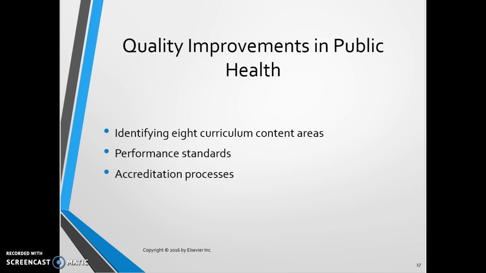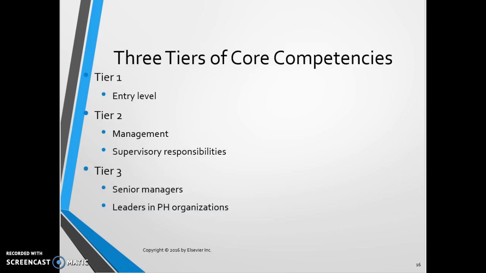So what exactly does that mean? It means that for quality improvements in public health, we need to identify 8 curriculum content areas, and we need to perform standards and accreditation processes. There are definitely things that we need to do to help provide for safe progression of public health professionals. So definitely look at these competencies in tiers.